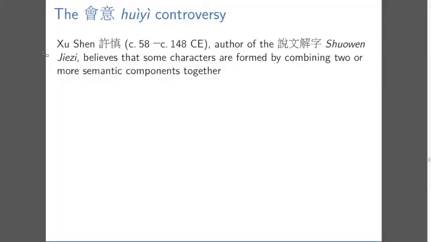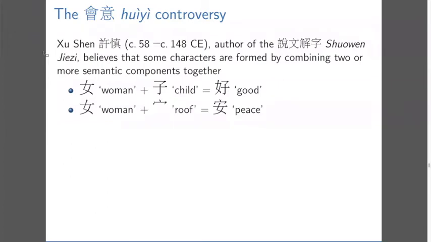According to him, this is when you take two characters and you combine them without reference to their sound at all, but only from their meaning. And here are some examples. One reason I've decided to talk about this is that these are examples that people are often presented with when they are first told about the Chinese script. So, woman plus child equals good. And woman plus roof equals peace. Because, you know, having your wife at home makes you feel so peaceful.